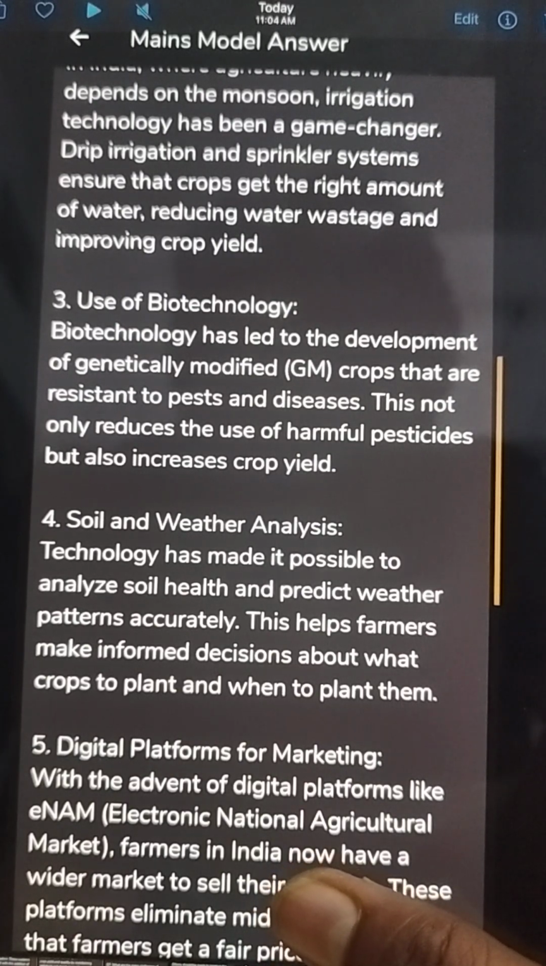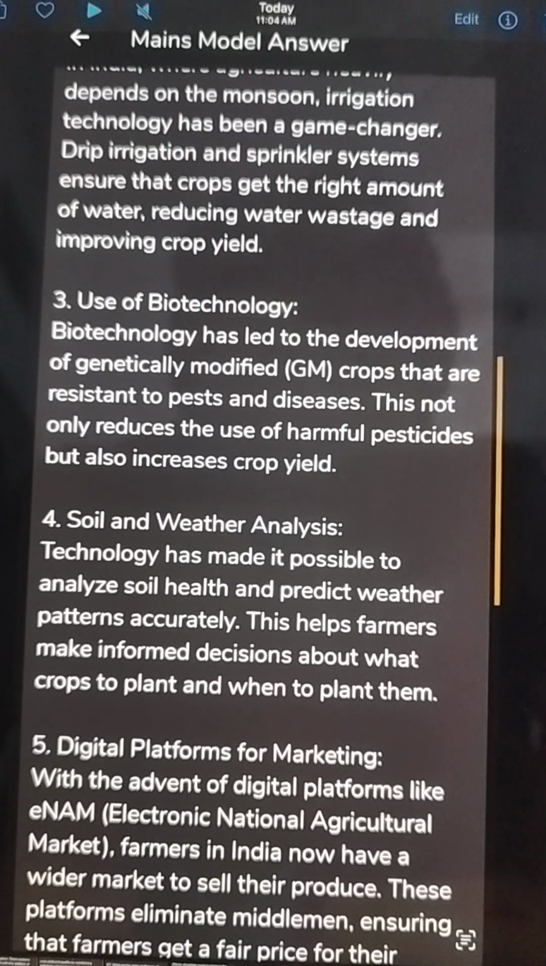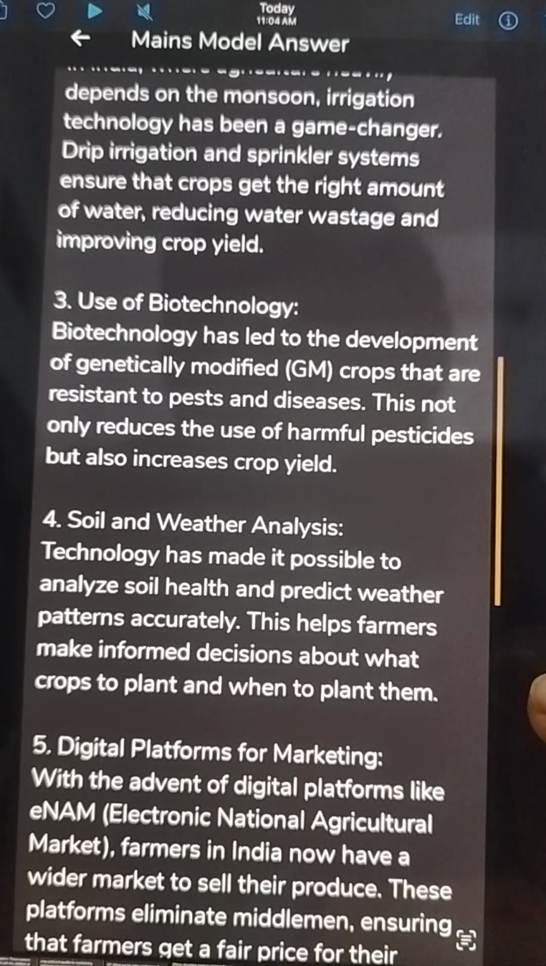Then comes the use of biotechnology. Biotechnology has led to the development of genetically modified crops that are resistant to pests and diseases. This not only reduces the use of harmful pesticides but also increases crop yields. Then comes soil and weather analysis. Technology has made it possible to analyze soil health and predict weather patterns accurately. This helps farmers make informed decisions about what crops to plant and when to plant them.